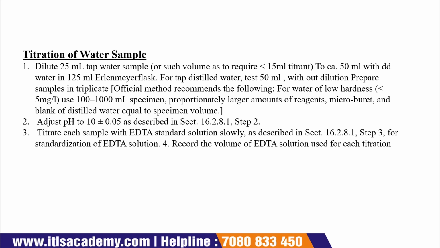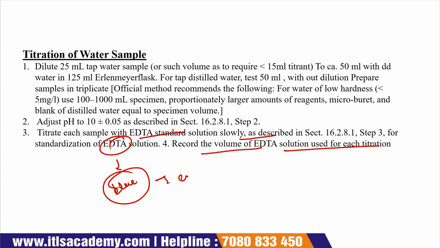After that we adjust the pH, again with the help of the HCl solution, and titrate with the standard EDTA solution. Slowly, we record the volume of EDTA solution, and we titrate with the EDTA until we get a blue color. This blue color is the end point. We are doing the same thing here.